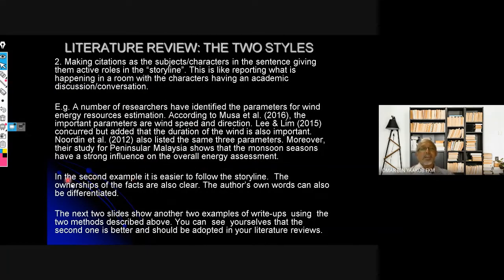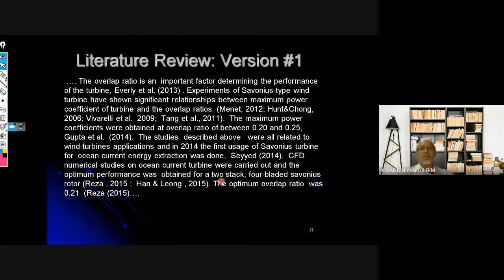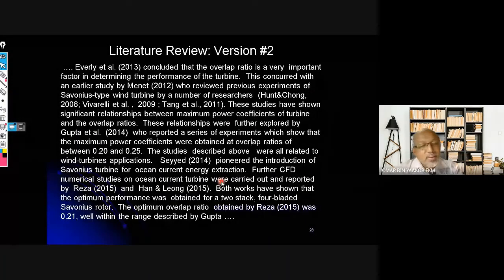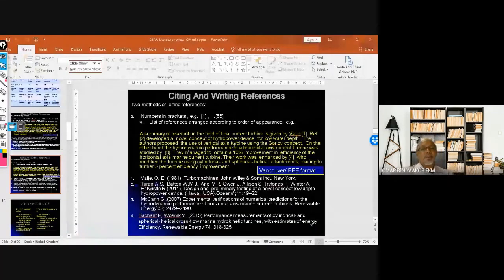Yeah? So in the second example, it is easier to follow the storyline. The ownership of the facts is also clear. The author's own words can also be differentiated. The next two slides show an example. So the slides that you see in this one. Yeah, and this one. So I ask you, what's the difference? I don't know whether that's what you wrote.